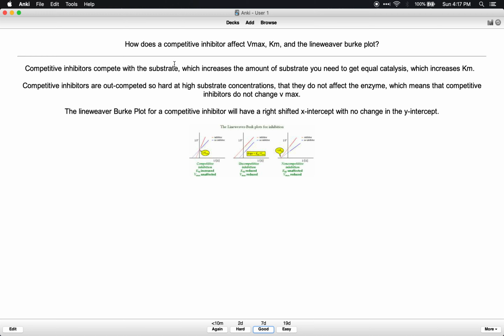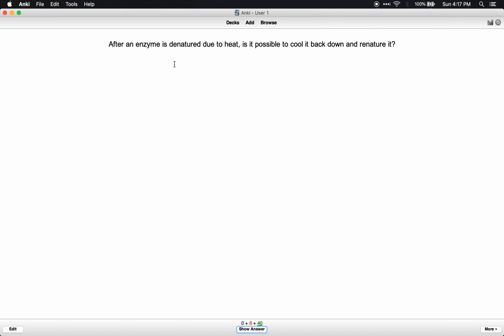Competitive inhibitors. Km increases, Vmax no change. After an enzyme denatures, is it possible to cool back down? Sometimes.